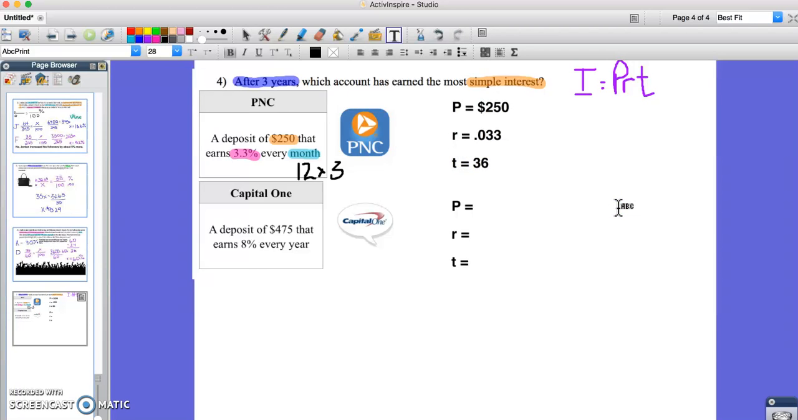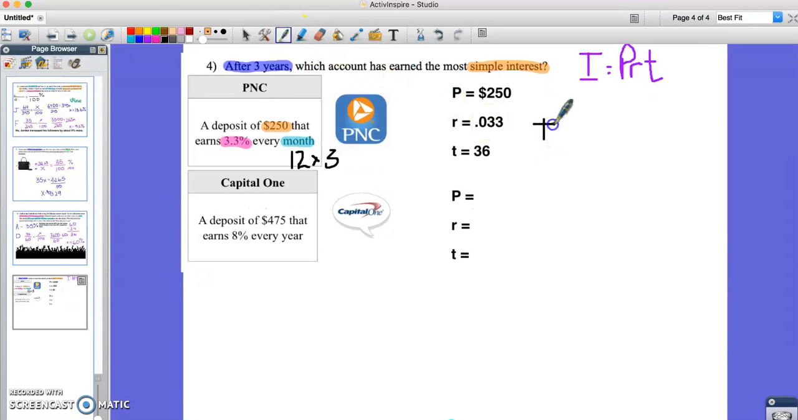When I multiply these all together, 250 times 0.033 times 36, I get interest equals $297. For PNC, I earned $297 over the 3-year period.